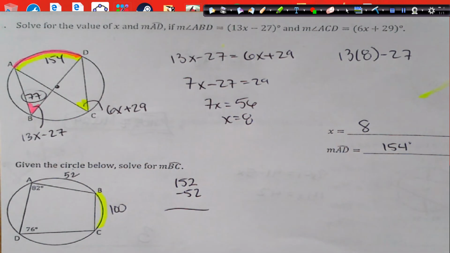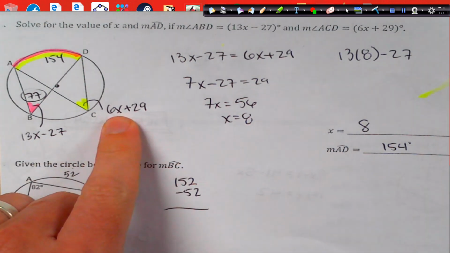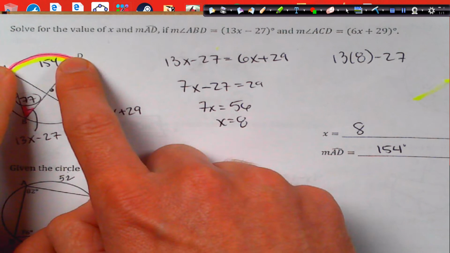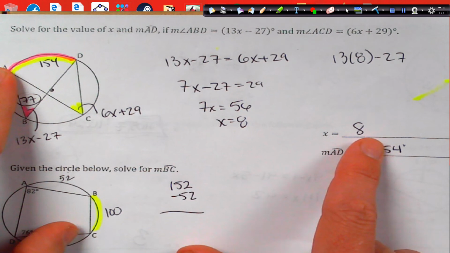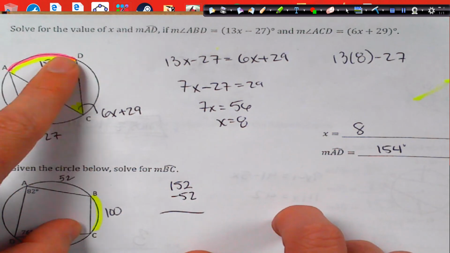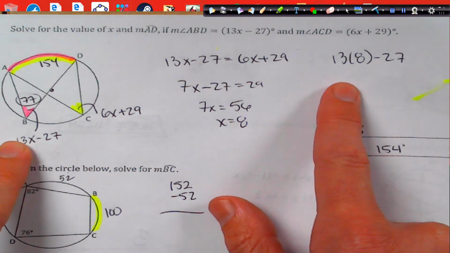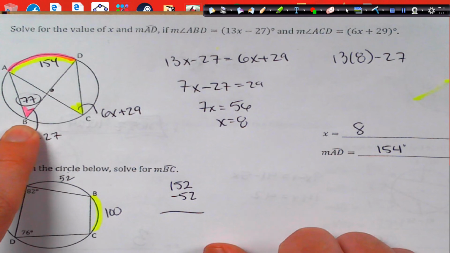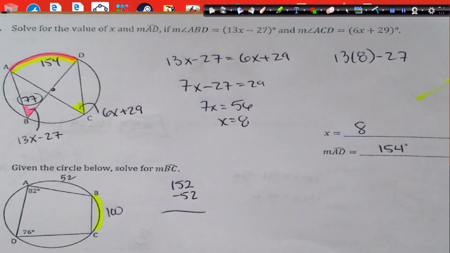All right, so find the value of x and the measure of AD if ABD is 13x minus 27, I put there, and ACD is 6x plus 29. Notice they both open up to the same arc, so I can set them equal to each other and get that value of 8. So I got x equals 8 right there. But then I had to find AD, so to do that I had to plug it back into one of the original angles. So 13 times 8 minus 27, I got 77 degrees for the inscribed angle. And the arc is just going to be double that. So I just doubled it to get 154 degrees. So, fun problem.